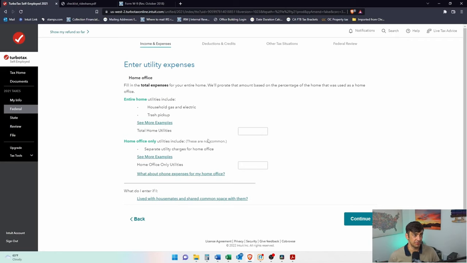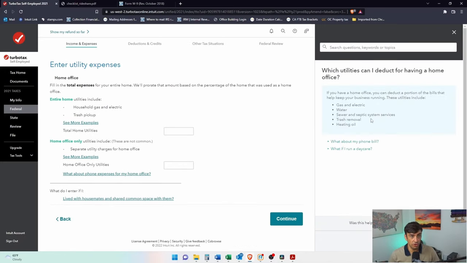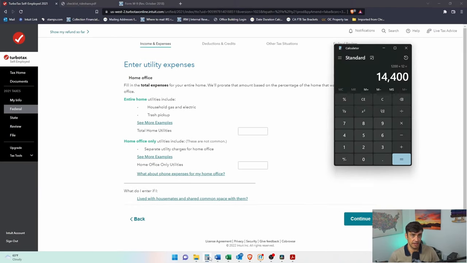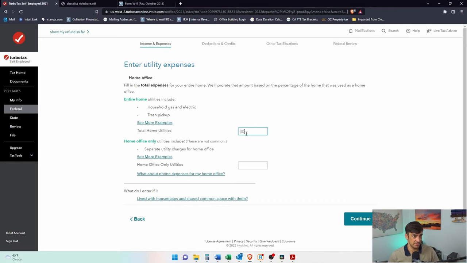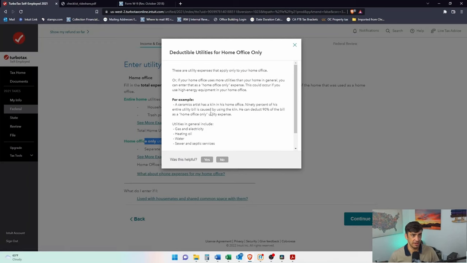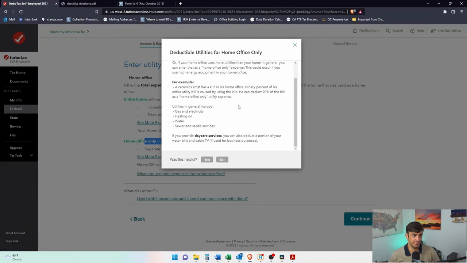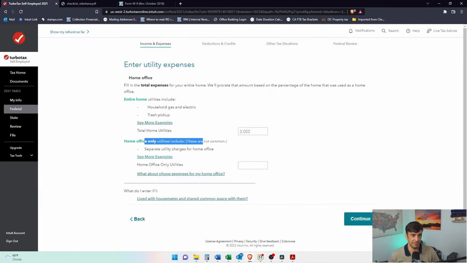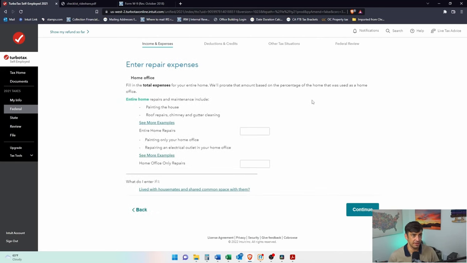Same thing with utilities. We're going to put annual utilities here. We're going to do all utilities. Look at that, we can allow for all utilities. Let's say I paid about $250 a month for all of my utilities times 12 months, $3,000. And utilities that were separate just for the home office? Rare. This is rare that we have this. I'm going to not put that in.